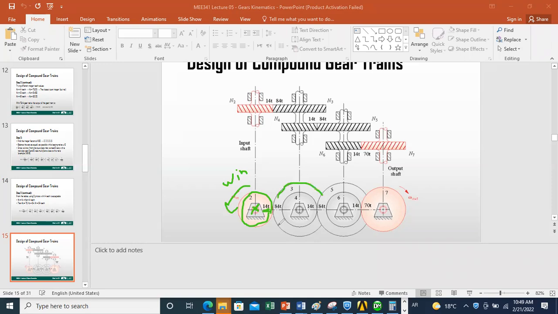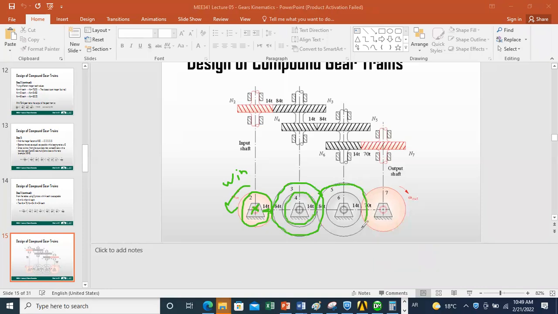And now 3 and 4 will be connected to the same shaft, so they have the same angular velocity. 3 will be a driven gear, and 4 will be a driving gear for 5. So your second set will be 4 and 5, with also 14 T's and 84 T's.